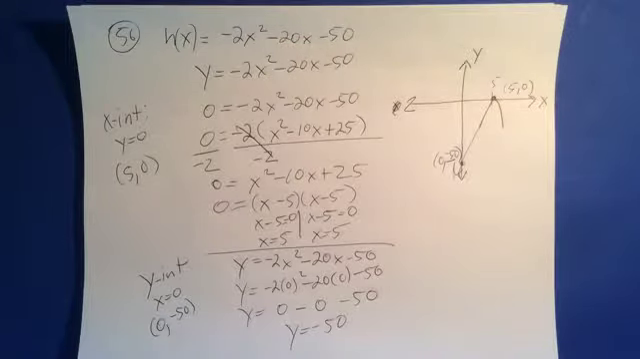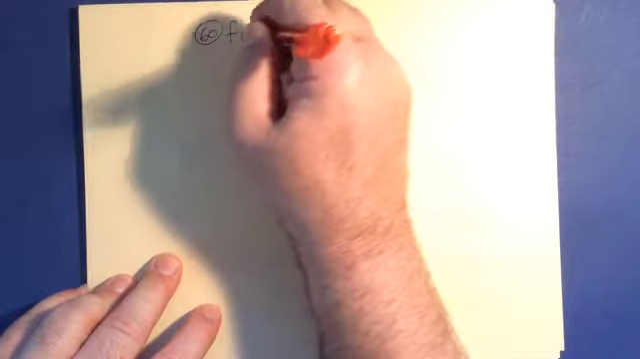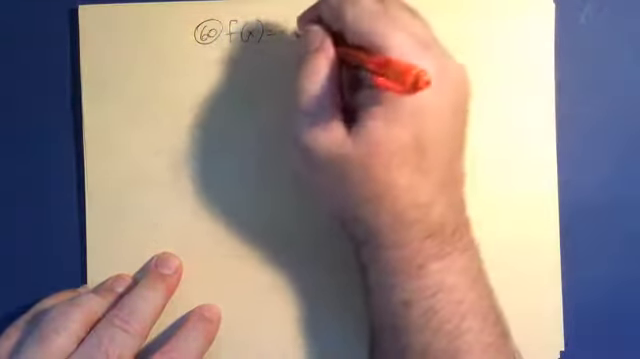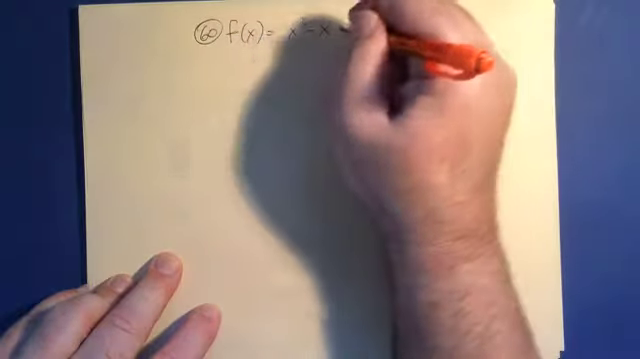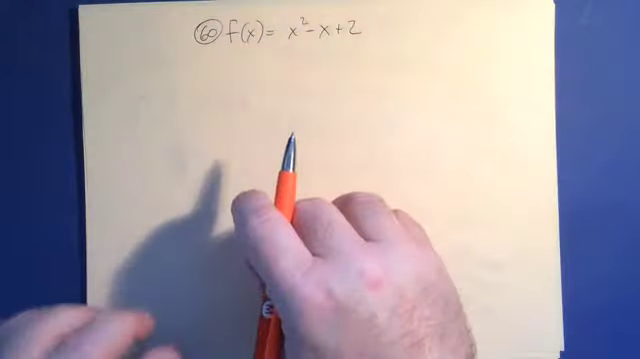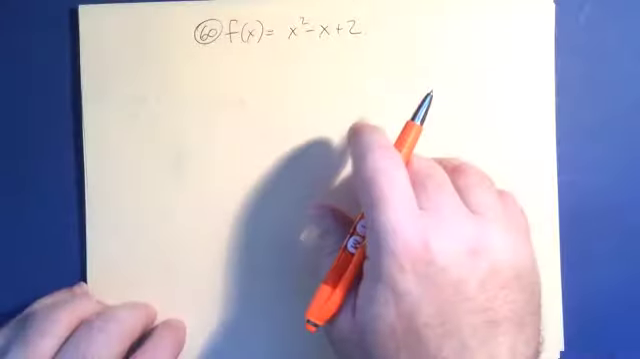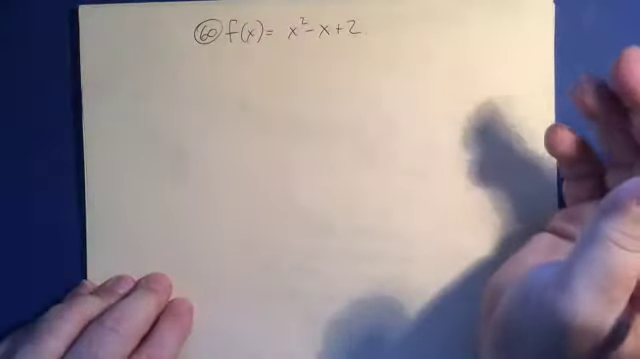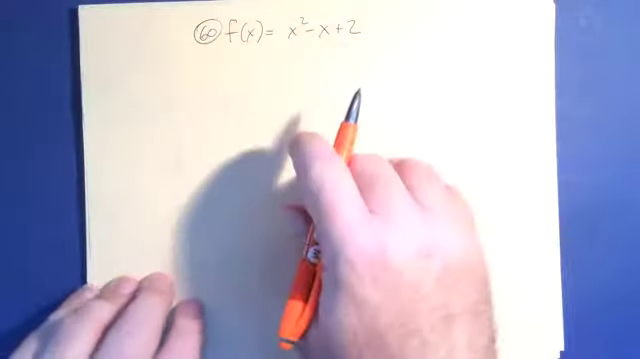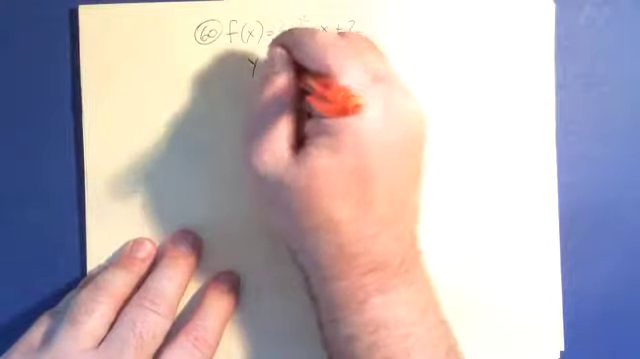Let's take a look at one last example and see what happens with this. This is going to be the last example we're going to look at in section 11.7. It's going to be number 60, and this is f of x is equal to x squared minus x plus 2. Well, that looks like a pretty simple, innocent, nice little question there. So let's go ahead and replace f of x with y.